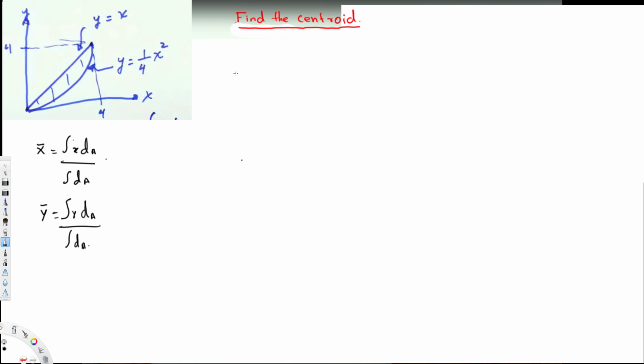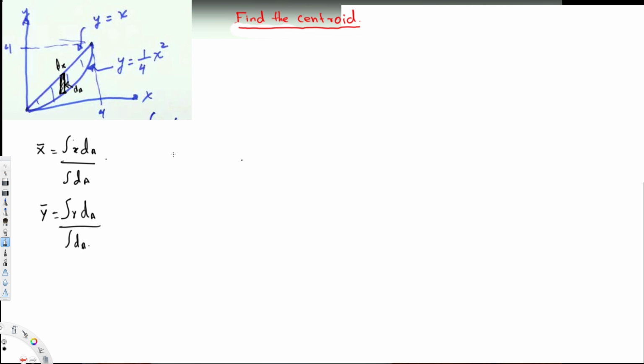To find the area, they have given the equation for this line and the parabola, so we have this information. To find the x bar, I can take a part of this area right here. This distance is going to be dx, and the area is going to be dA. Then the centroid is going to be somewhere here, right? So let's see how we can find it.